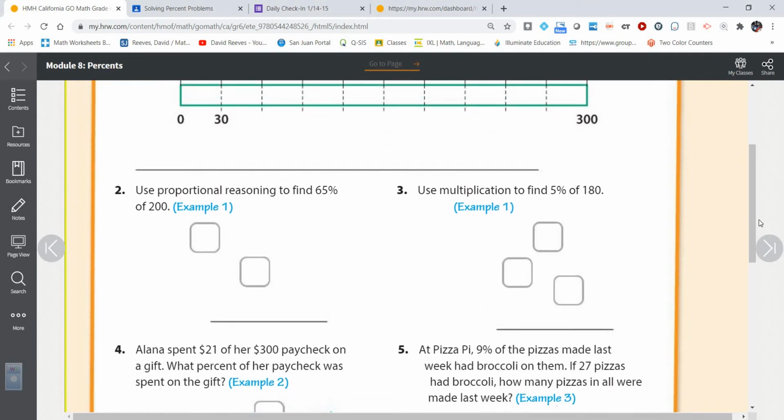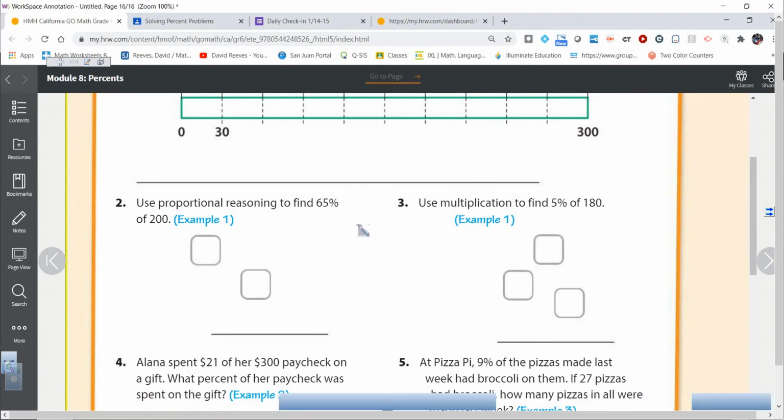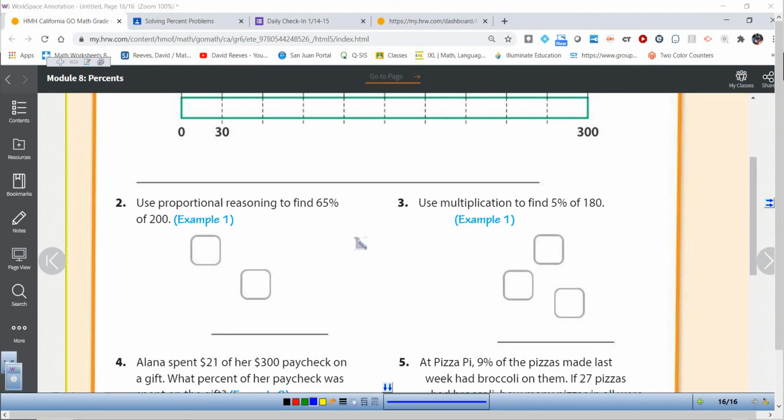Use proportional reasoning to find 65% of 200. All right, remember with proportional reasoning, we're going to have two ratios. One's going to be a percent ratio. The other is going to be a quantity ratio. For percent, we're going to have part over 100. And for quantity, we're going to have part over whole. That denominator for percent will always be 100. The other three are going to change depending on the situation.